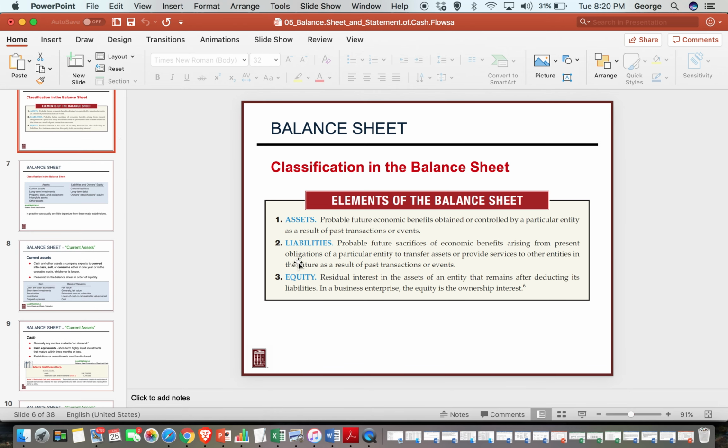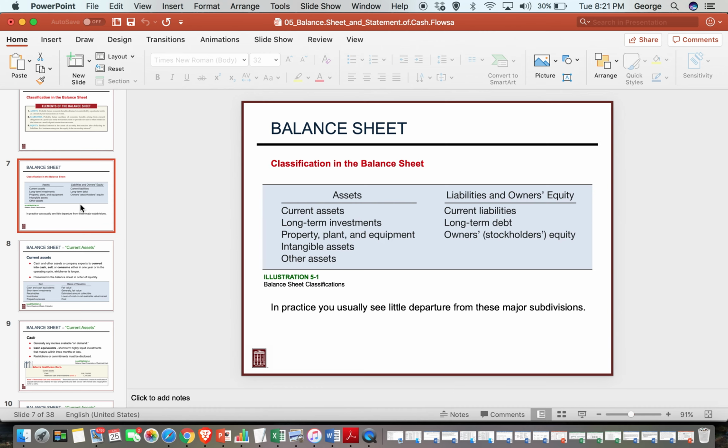Elements, of course, assets, liabilities, and equity. So assets are future economic benefits controlled by our entity, this normally by us, as a result of past transactions or events. Liabilities, any future sacrifices that we might have, so loans and bonds that are outstanding. And then equity is our interest, residual interest in the assets of the entity once the liabilities have been accounted for.